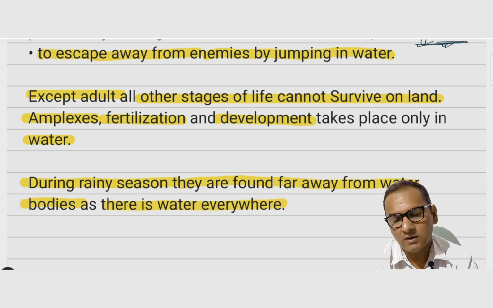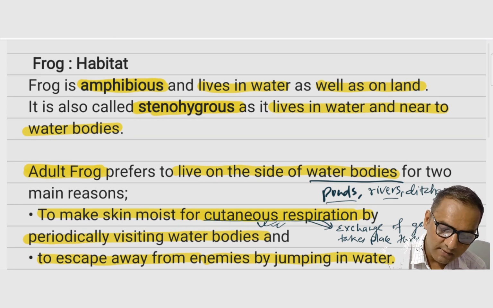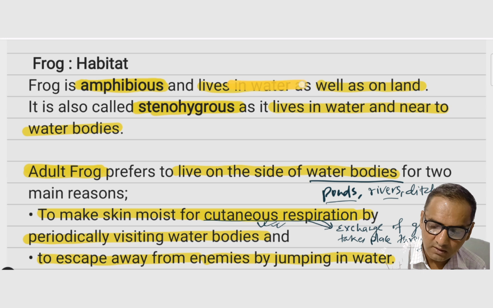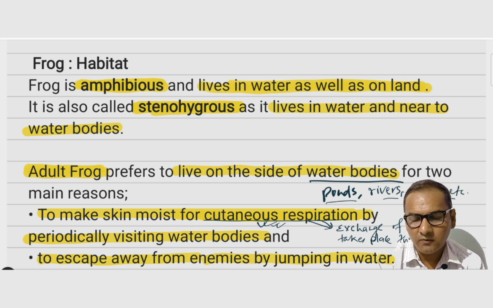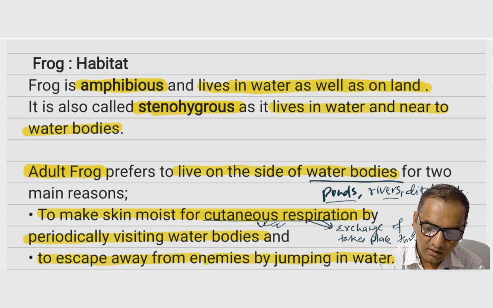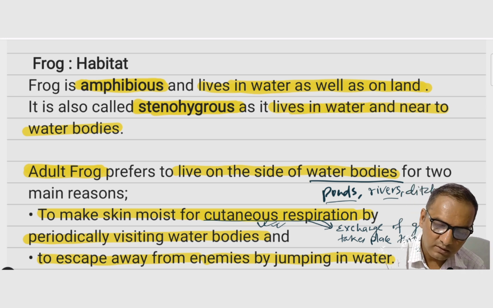So, this is about the habitat of the frog. What we have studied? The key points are: frog is amphibious, that means it can live in water as well as on the land. Previously, I told you that amphibians are the first group of vertebrates to come out from the water to live on land, and they are also called stenohygrous. Stenohygrous is a term used for that type of habitat in which the animal lives in water and near the water bodies.